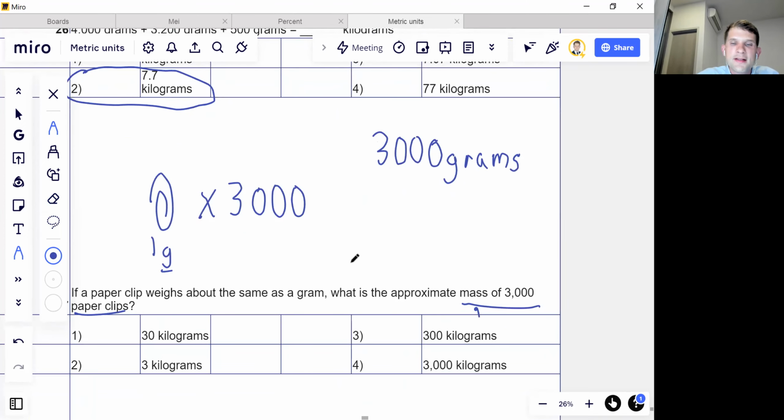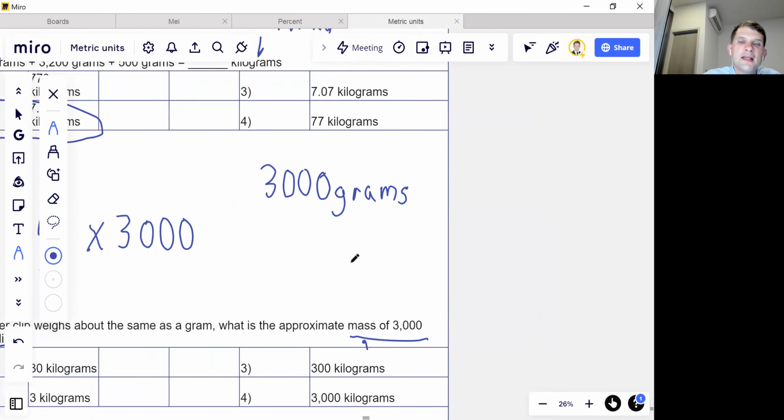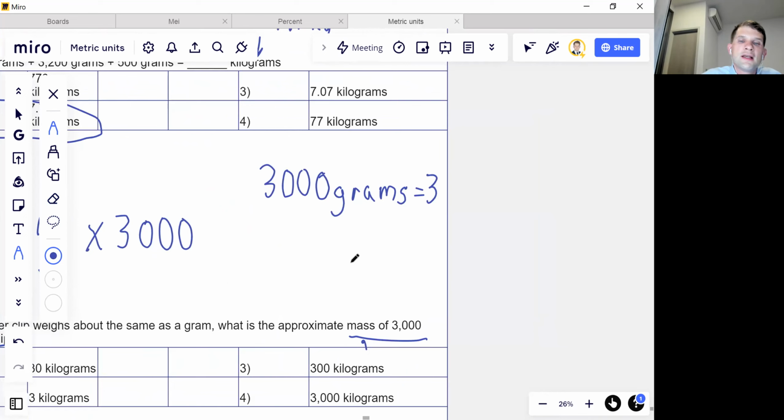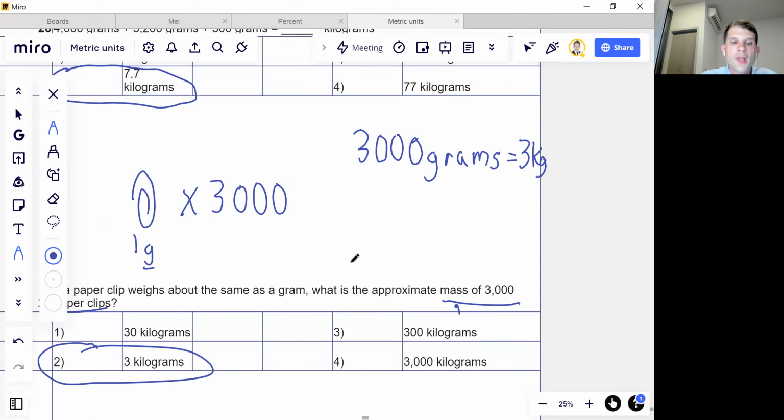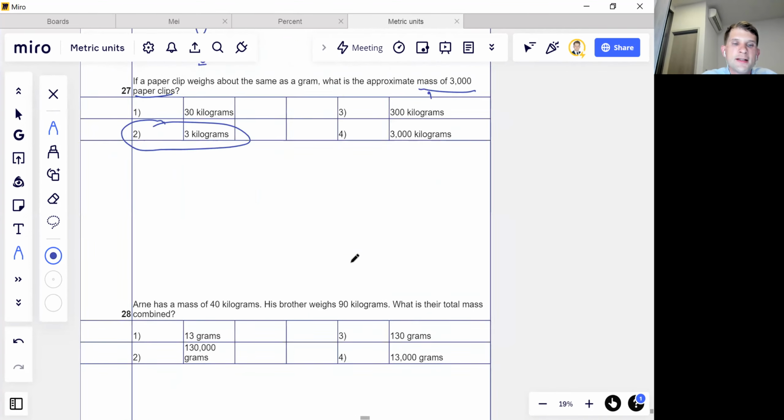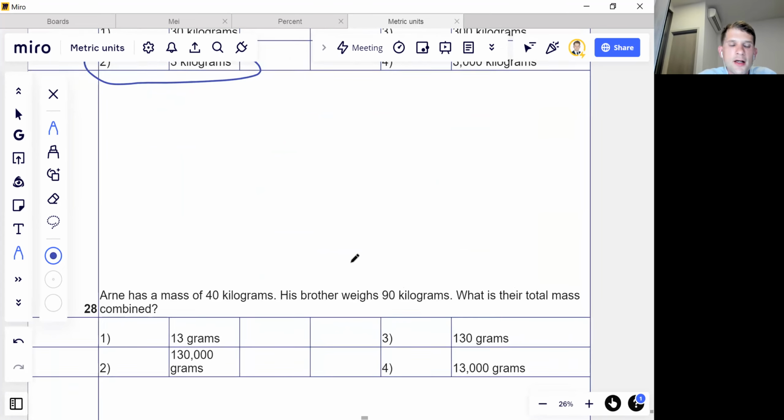And it says, which one of these matches this approximate mass? And obviously 3,000 grams is equal to 3 kilograms. Okay. So we should select option 2 for that one. And we're moving on to number 28. It says, Arnie has a mass of 40 kilograms. His brother weighs 90 kilograms. What is their total mass combined?